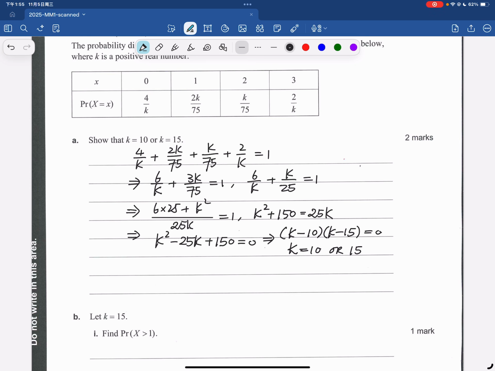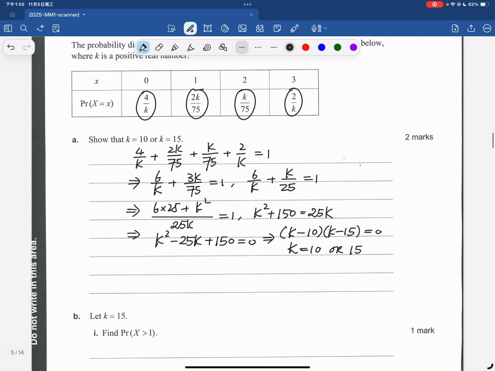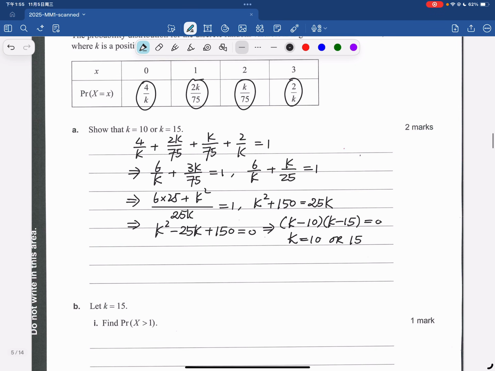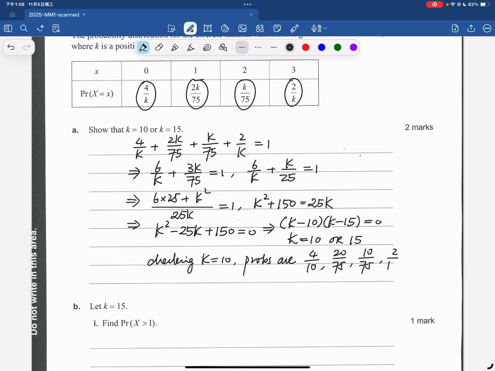Also do a quick check. All of these values must be positive, between 0 and 1, because they are probabilities. You can mention checking k equals 10, the probabilities are 4 over 10, 20 over 75, 10 over 75, that's fine, less than 1, and 2 over 10. You don't have to simplify them, in my opinion.